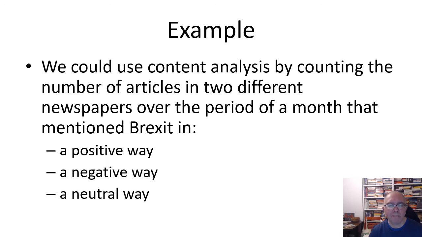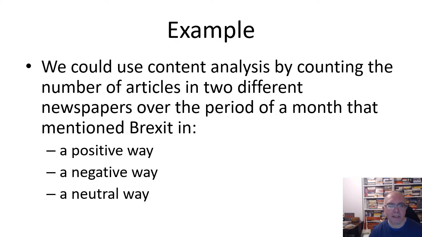So an example of content analysis. What we could do is we could count the number of articles in two different newspapers over the period of a month that mention Brexit. And we could count the number of articles that mentioned it in a positive way, then in a negative way, and then in a neutral way. So as a result of that, we would get the idea of how a newspaper covered Brexit, or two newspapers.